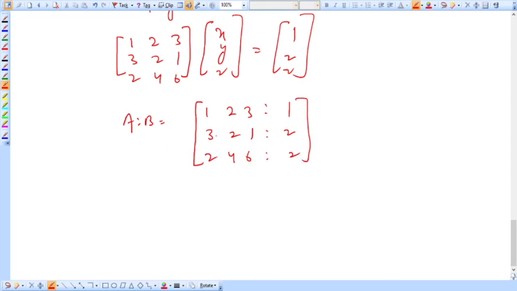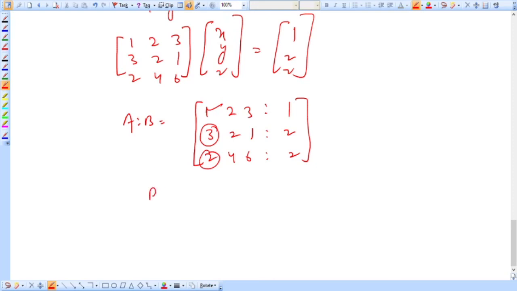Okay, so now what we will have to do is make these two elements 0 using this A11. For this, apply the same operation which we applied earlier, right?